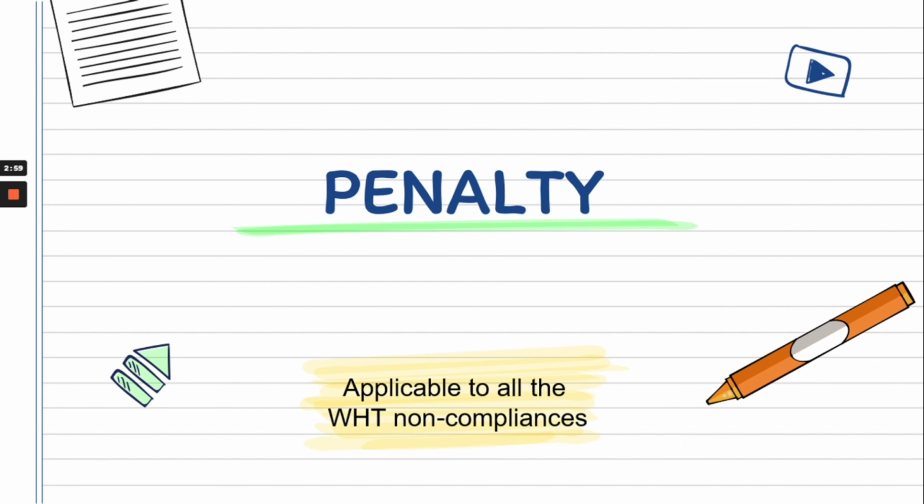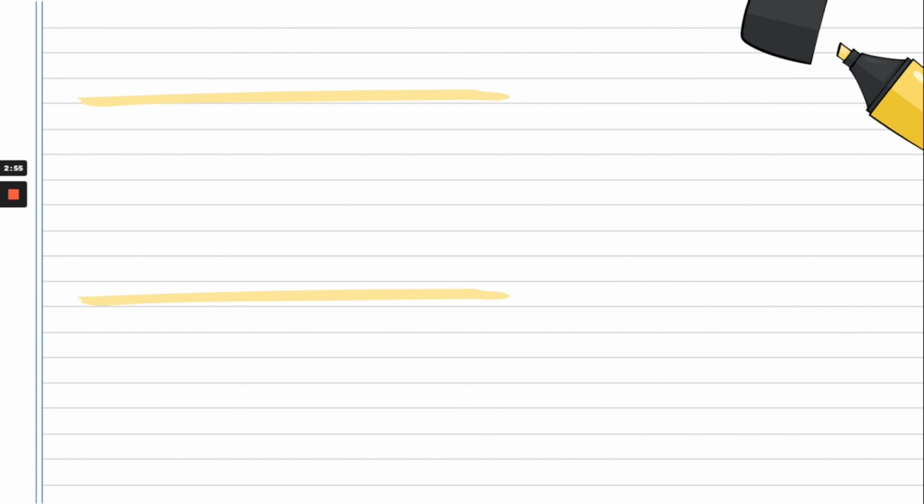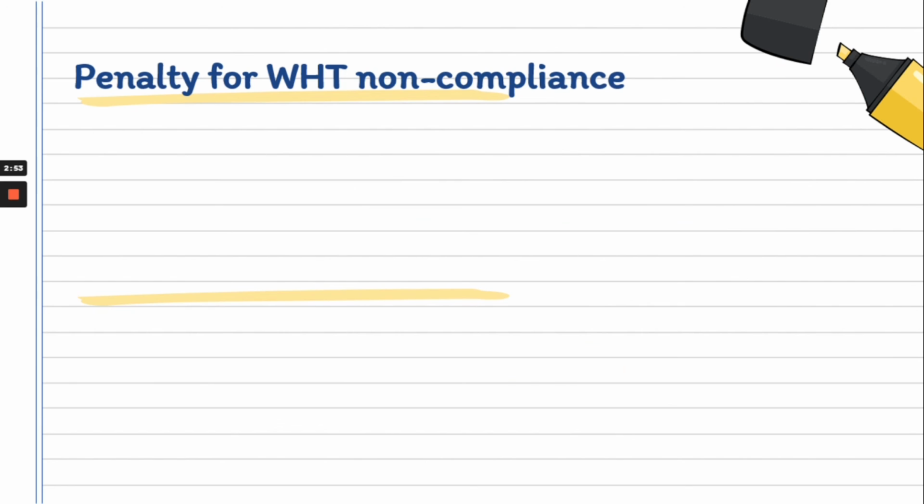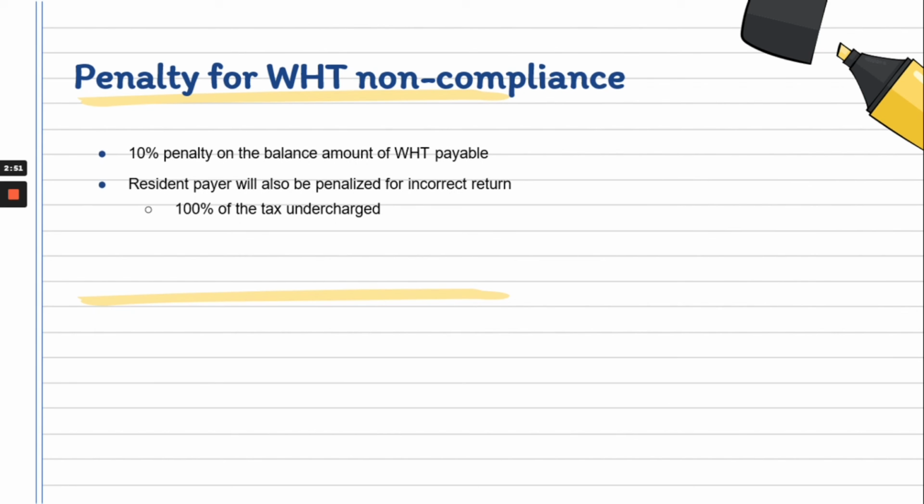Penalty. Penalty will be applicable to all withholding tax non-compliance. Penalty for withholding tax non-compliance is 10% on the balance amount of withholding tax payable. The resident payer will also be penalized for an incorrect return, which is 100% of the tax undercharged.